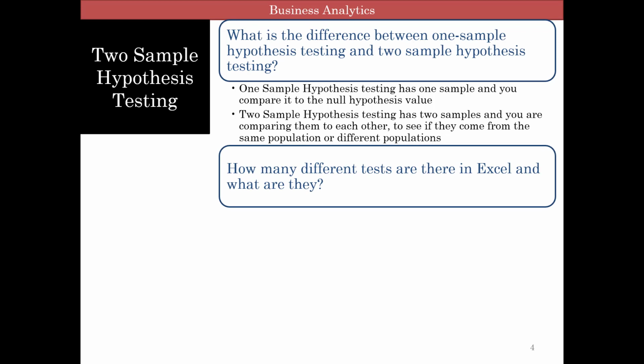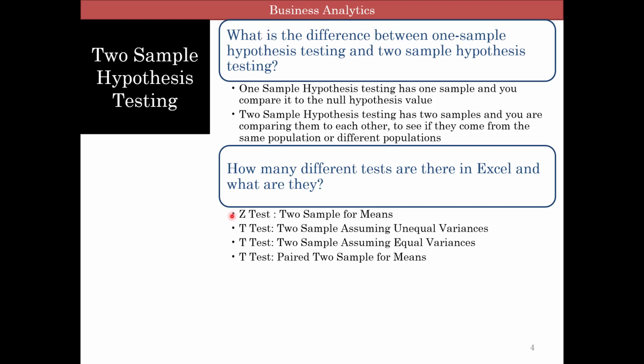Now, how many different tests are there in Excel for two sample hypothesis testing, and what are they? Well, we have the z-test, two sample for means, and remember z-test is when the population standard deviation is given to you. We have the t-test, two sample assuming unequal variances. Remember that variance is the square of standard deviation. So if you get standard deviation, if you square it, you get your variance. You have the t-test, two sample assuming equal variance, and we'll go over why these two need to be done.